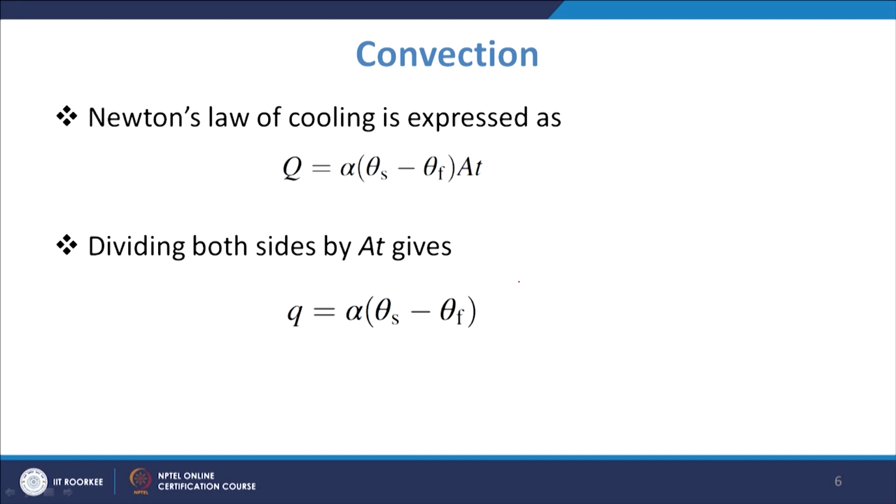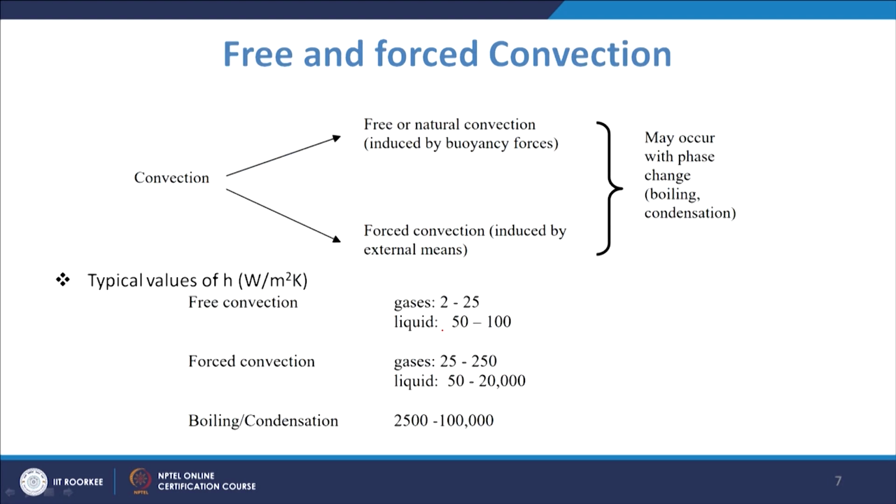We also denote it with h in place of alpha, and we use this many times. So, the heat flux Q is proportional to the temperature difference, alpha into theta S minus theta F. Now, what we need to know is that when we talk about convection, there are two types of convection mechanism. One is free or natural convection, and the other is forced convection, which is induced by external means.